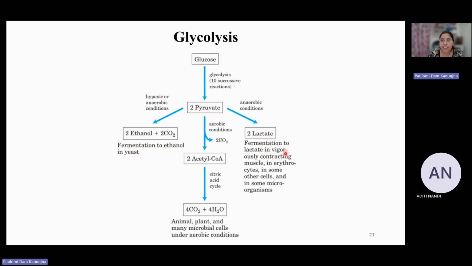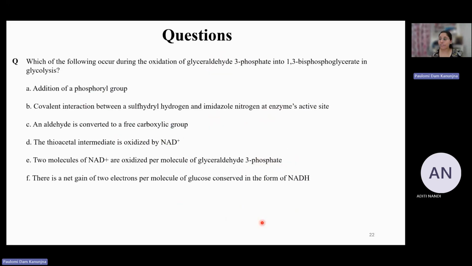And this is what is written here: in vigorously contracting muscle or erythrocytes, when there is anaerobic condition or a deficit of oxygen, you have lactic acid formation, and this gives cramps. But when you have aerobic condition, this is further converted to acetyl coenzyme A, and that gives rise to carbon dioxide and water, and simultaneously leads to the production of ATP. This is the flowchart that you should remember. We have discussed enough about glycolysis and the second pathway also. So let's quickly do these kinds of questions that give you a better grasp of it.